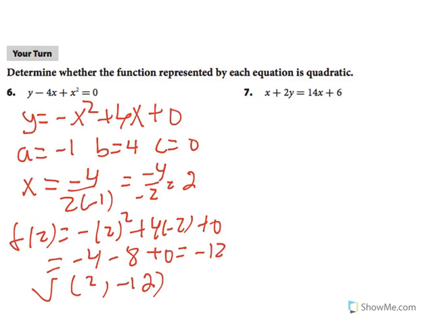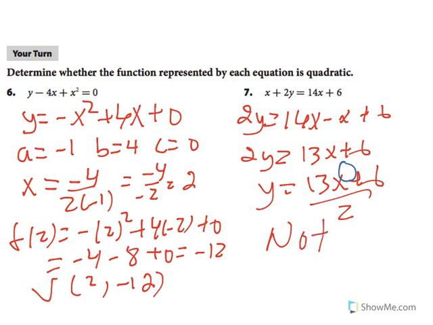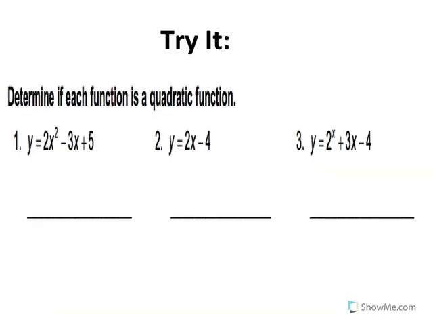Number 7, solving for y, we have 2y equals 14x minus x plus 6. So 2y equals 13x plus 6. y equals 13x plus 6, divided by 2. But for x we do not have a square. So this is not a quadratic. Okay, let's move on to our next one.